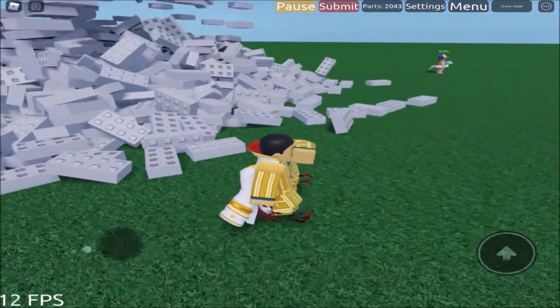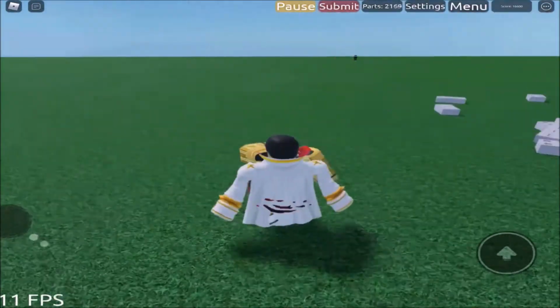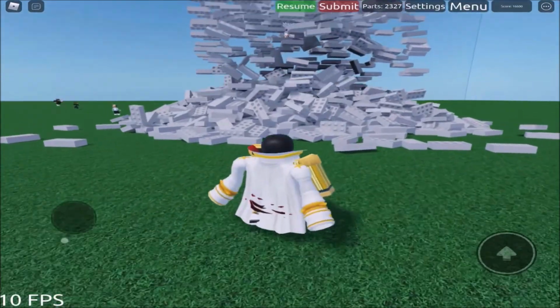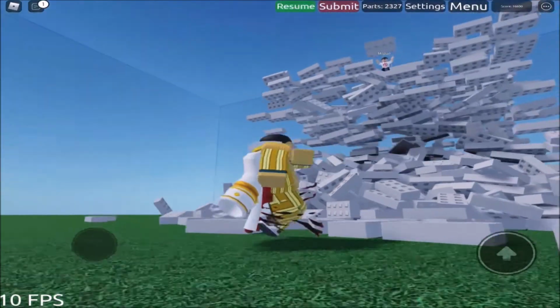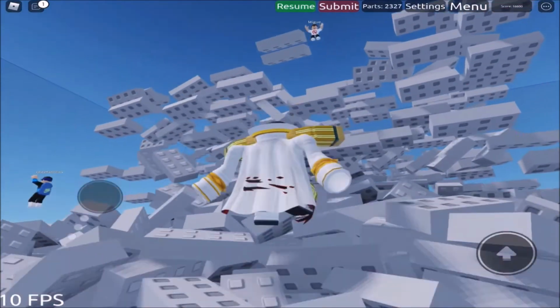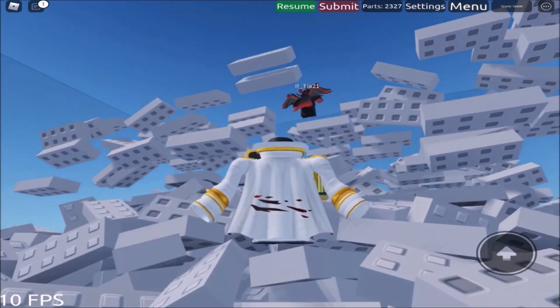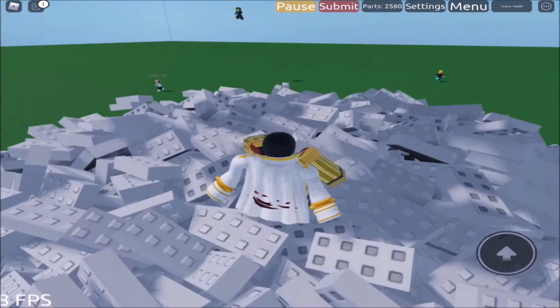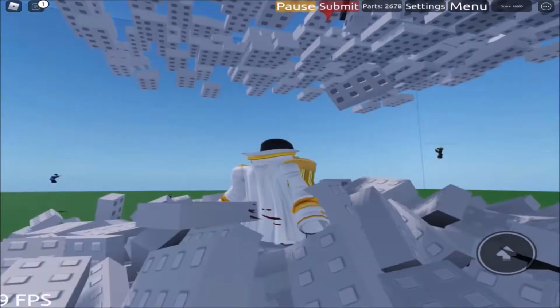2,000 parts now. Wow, and I'm already starting to lag. Okay, let's just pause. What is happening? That man is just flying. Okay, let's just resume. Yeah, okay. I'm going to be the king. I am the king of blocks.